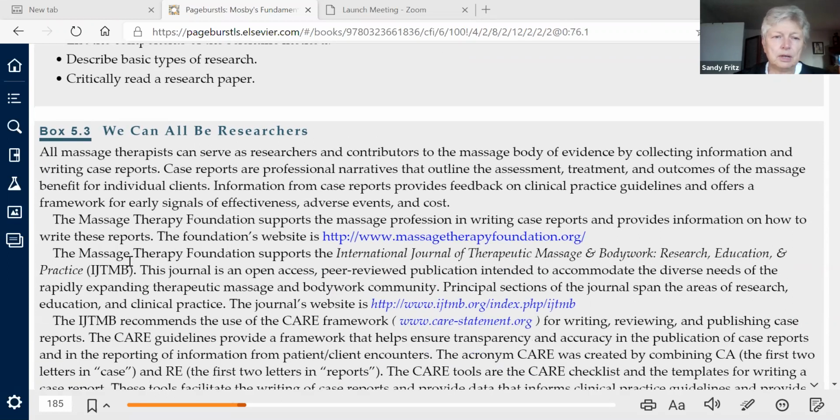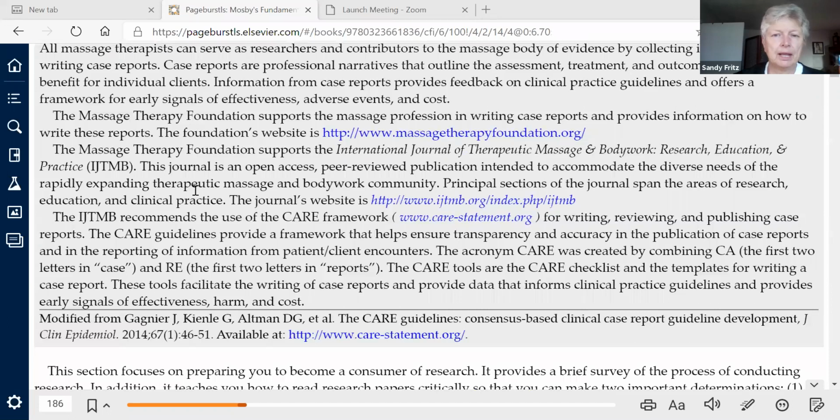But as a student, you could actually check out the Massage Therapy Foundation, which I strongly encourage you do. And they actually have a little online course on research literacy, which I strongly suggest that you do. And they have a case report contest. They have recently upgraded their requirements for how you will use a framework to create a case report. They're using the CARE framework, which allows an upgrade in the way that massage therapy research is presented.